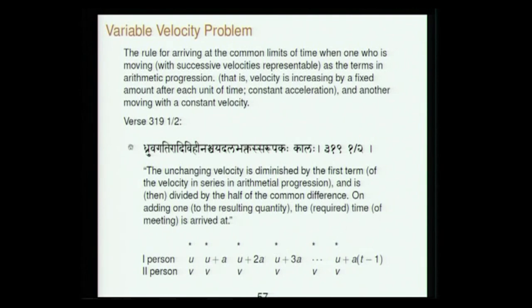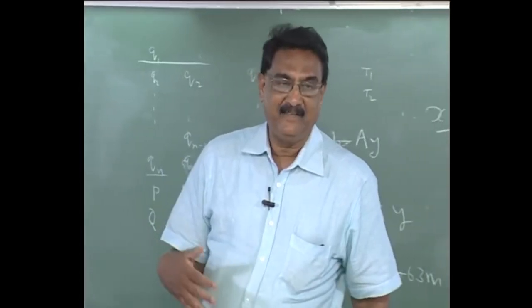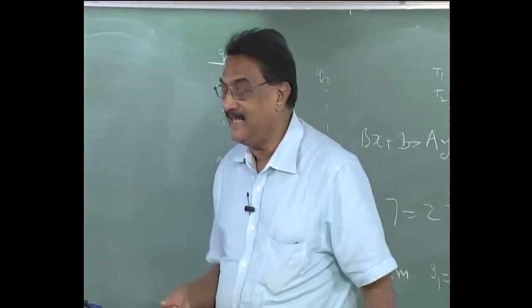So, what is the problem? The problem is the following. You see these are 2 persons. One is moving with a constant velocity v, constant speed. The second is accelerating. So, when he goes from here to here, the velocity is u, then here u plus a. Then here u plus 2a, etcetera. So, you acquire some more velocity at each step. That is called acceleration or constant acceleration, right.